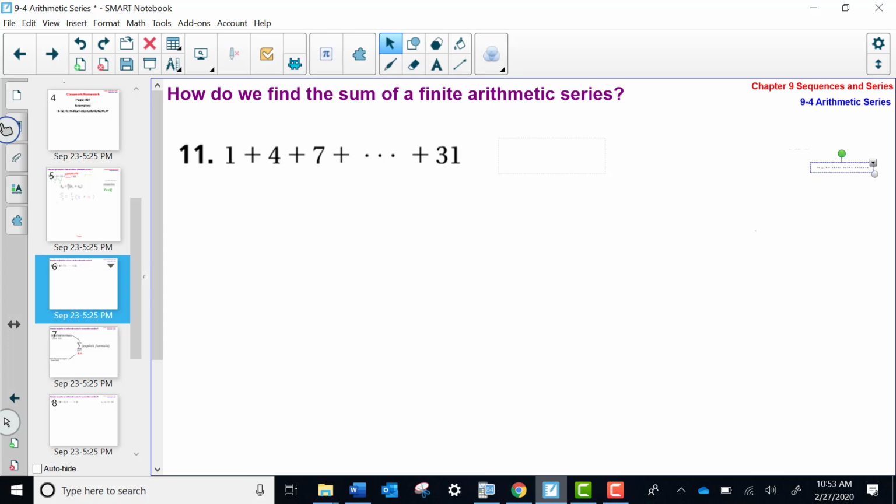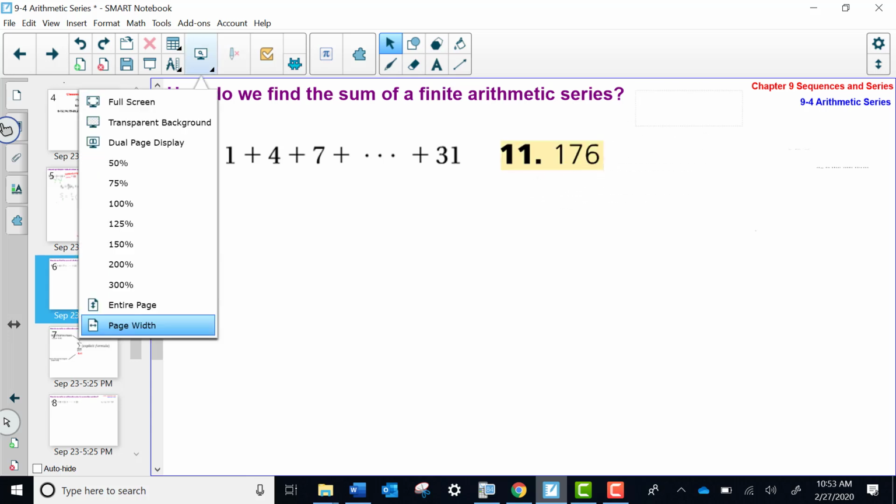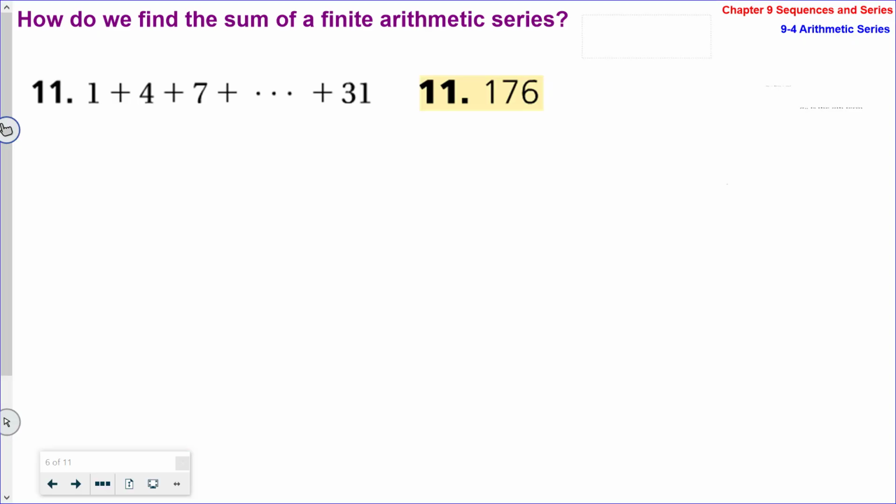All right. This is the one, right? 176. All right. This is the same one we just did using the formula. We already determined that how many terms were there? We know n equals 11. So when you write this in summation notation, it is sigma.